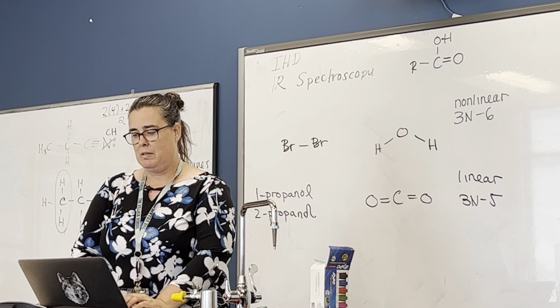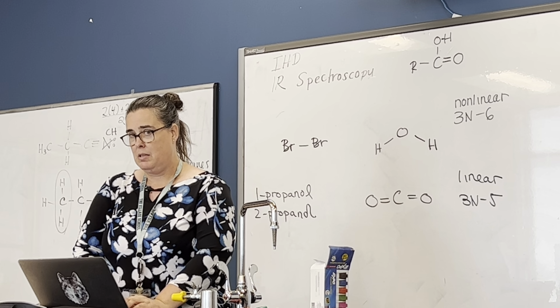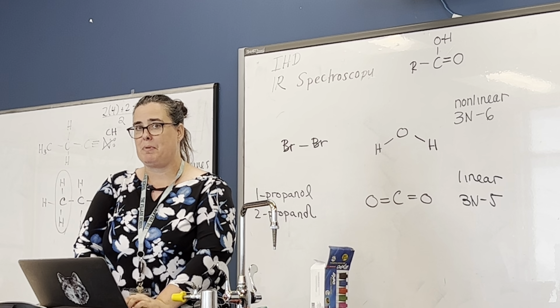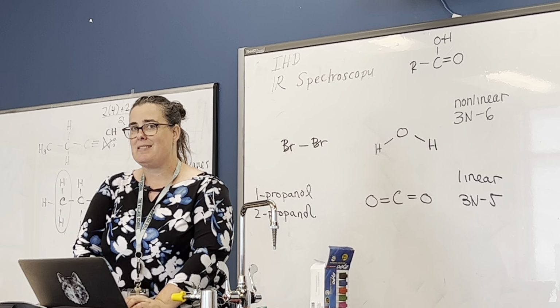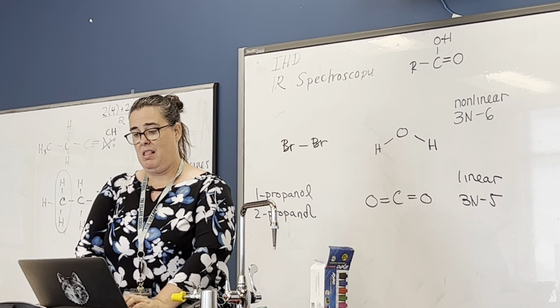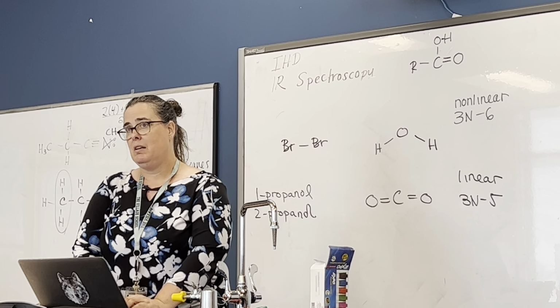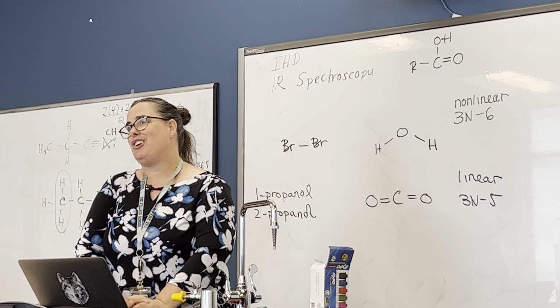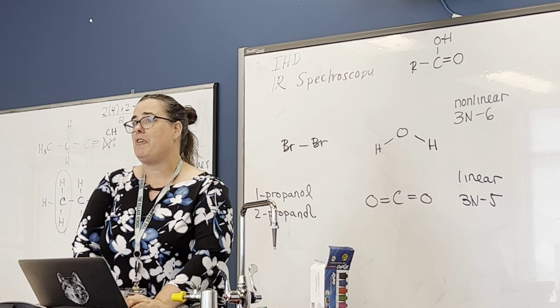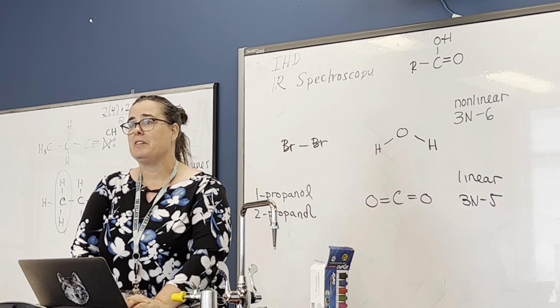Wait, so why can't we see the difference between one and two? Because they have the same bonds. So all we're able to do is identify what bonds are present, and both of those have CC, CH, CO, and OH bonds. So all isomers would be the same. All positional isomers and skeletal isomers would be the same, but functional group isomers would be different.